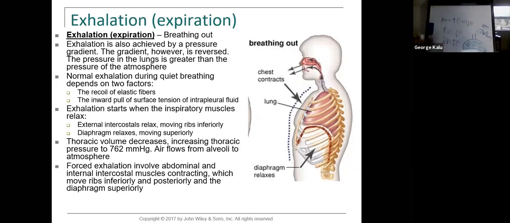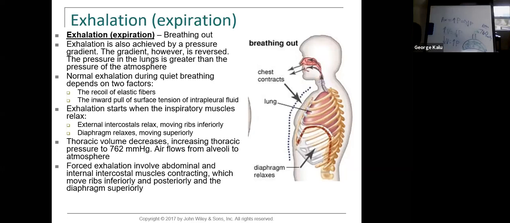And so with a decreased volume, we start to increase our pressure. And let's say now it's at about 762. Okay. Now we have established a pressure gradient. And so now air can flow out of the lungs and into the atmosphere. Okay, again, moving from an area of high pressure to an area of low pressure. Okay. Does this make sense? Again, same thing, just in the opposite direction.